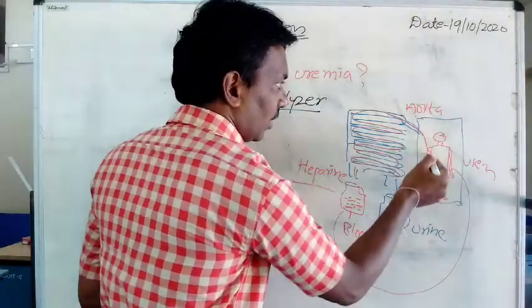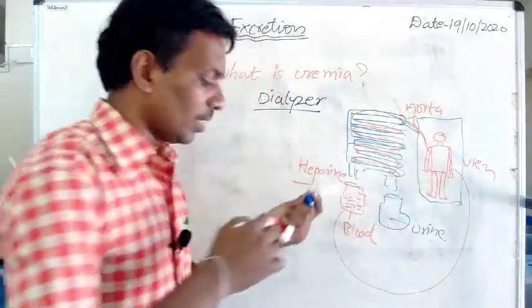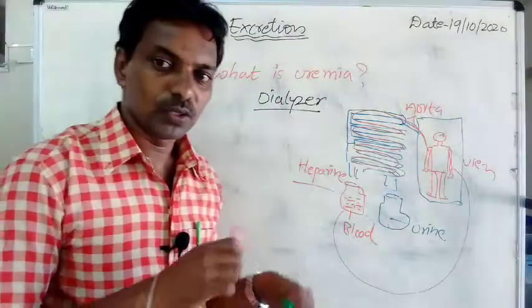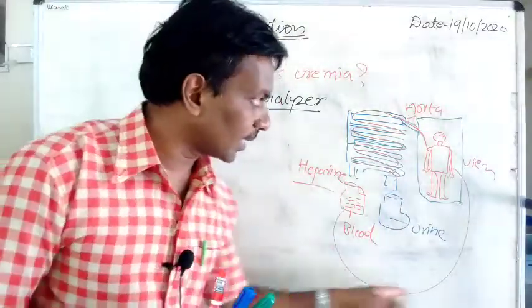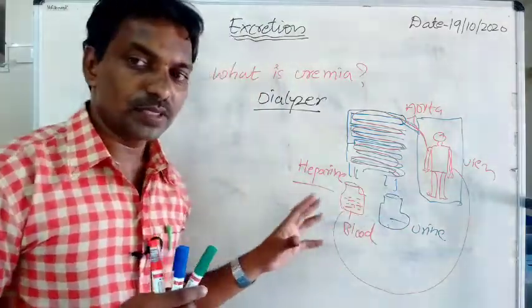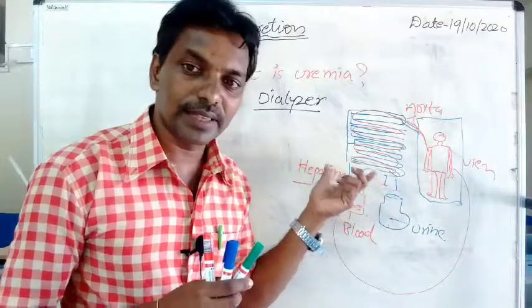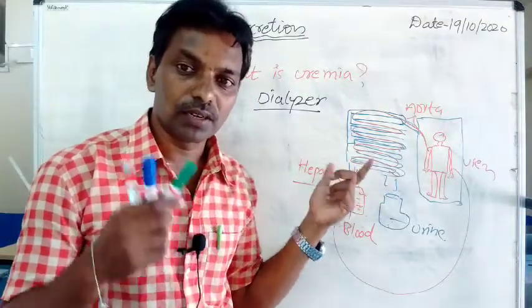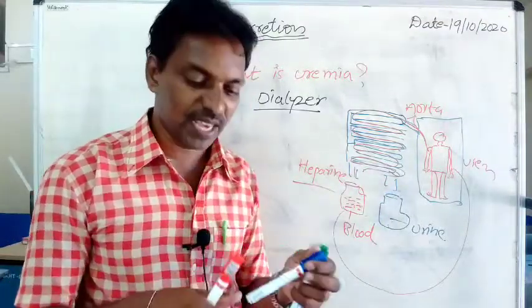Here, through the aorta, it is connected to the vein. So after purification, the blood is connected back to the person through the vein. So this is the process. Here we are using a dialyzer machine, and that whole process is called hemodialysis.